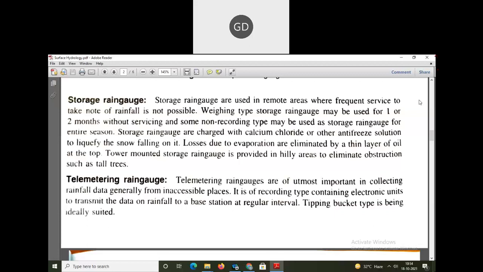Today you write up to the telemetering rain gauge itself. We will discuss the storage rain gauge and the telemetering rain gauge along with the other rain gauges that are left. Another two types are left, I guess. We will discuss all together in the next class, on Wednesday. So you just write down up to telemetering rain gauge, then give the attendance in the chat box, and after that, if you finish writing, just inform me.